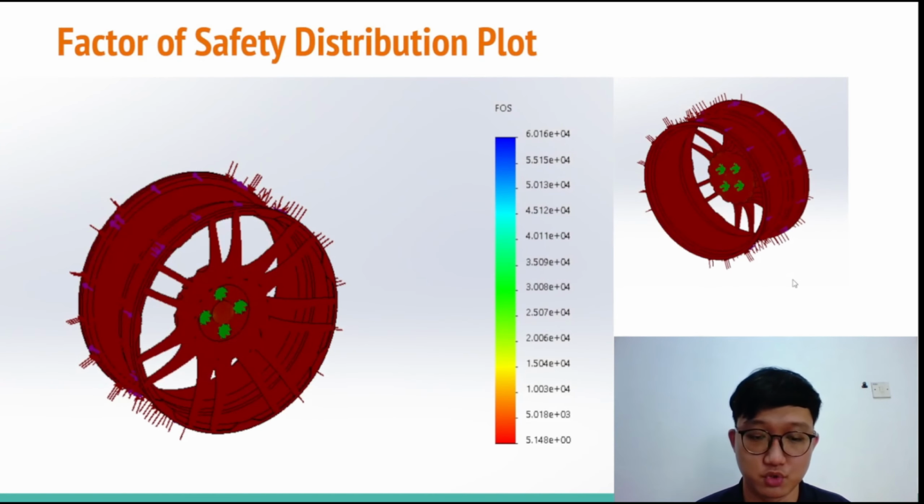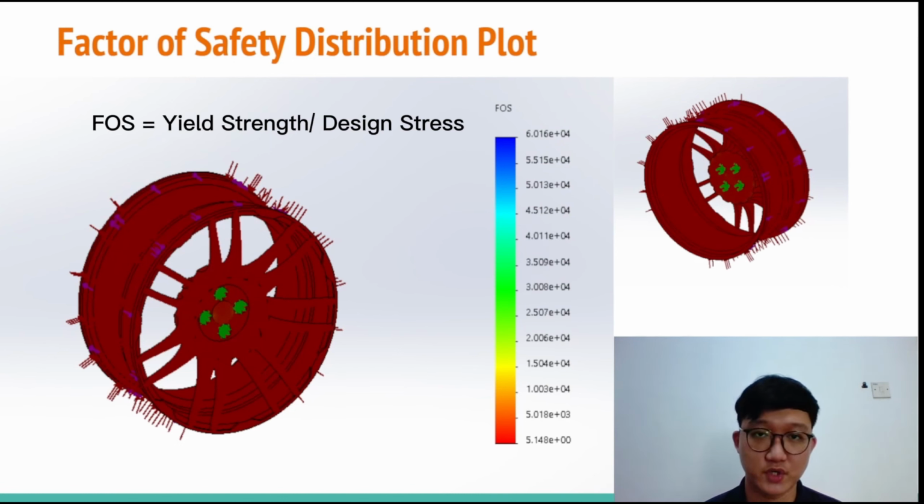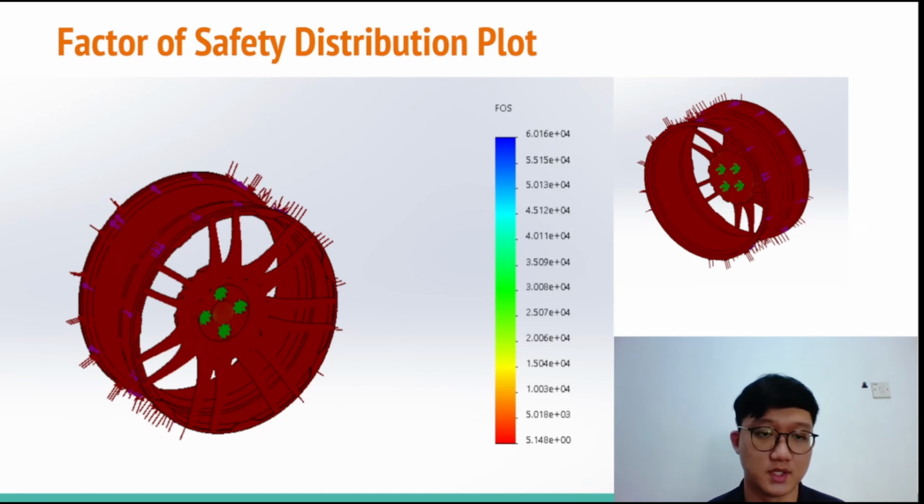Next, we are going to look at the factor of safety distribution plot. The formula of factor of safety is the yield strength of the material of the rim divided by the maximum stress, or we can call it design stress. In this case, the material for the rim is alloy steel, which possesses a yield strength of 620.4 megapascal.